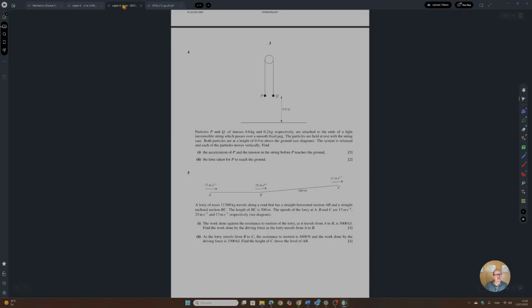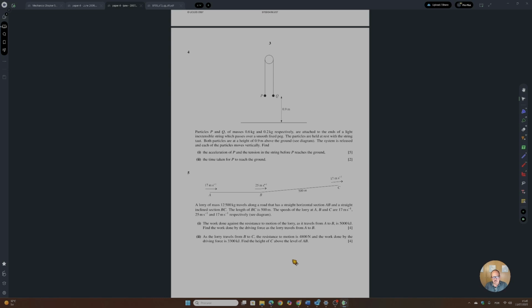June 2007, it's a paper 4, and the question is this one, 5. You have this diagram, and then you have the text that says that a lorry of mass 12,500 kilograms travels along a road that has a straight horizontal section AB and a straight inclined section BC. The length of BC is 500 meters. The speeds of the lorry at A, B, and C are 70 meters per second, 25 meters per second, and 17 meters per second respectively. All of that information is on the diagram with the exception of the mass of the lorry.